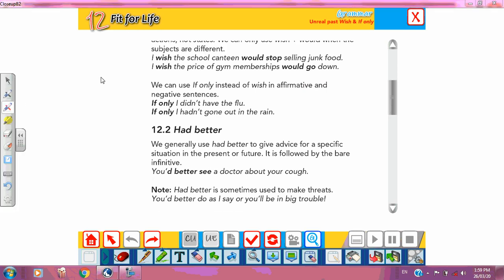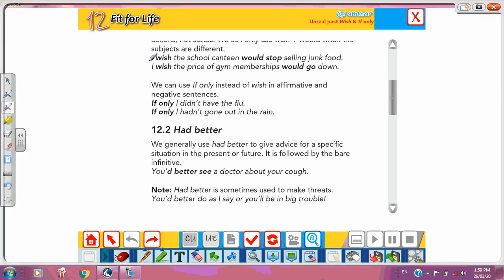Look. I wish the school... Is "I" the same subject as the school? Of course not. They are different subjects. So when I find that they are different subjects, I use would plus the verb in the infinitive form. Okay? I wish the prize... So here, is "I" the same as the prize? No. Excellent. So here I use would go.